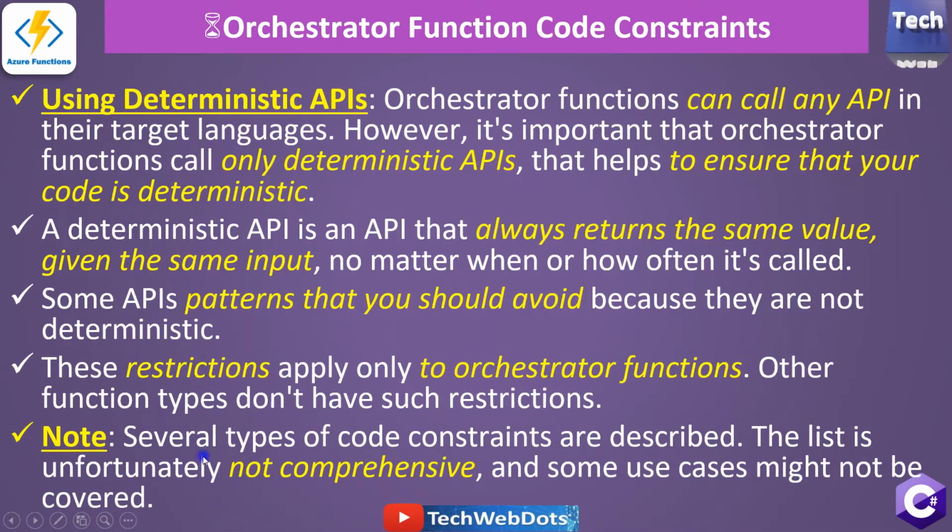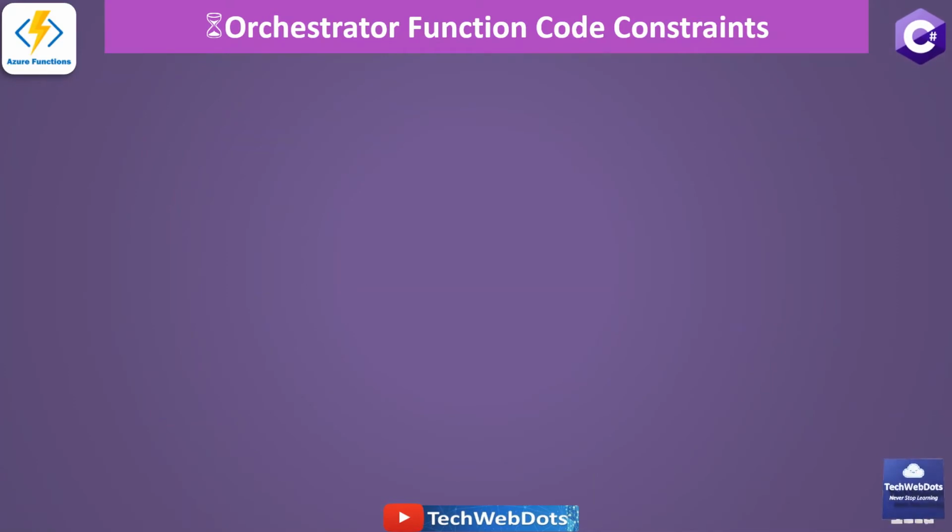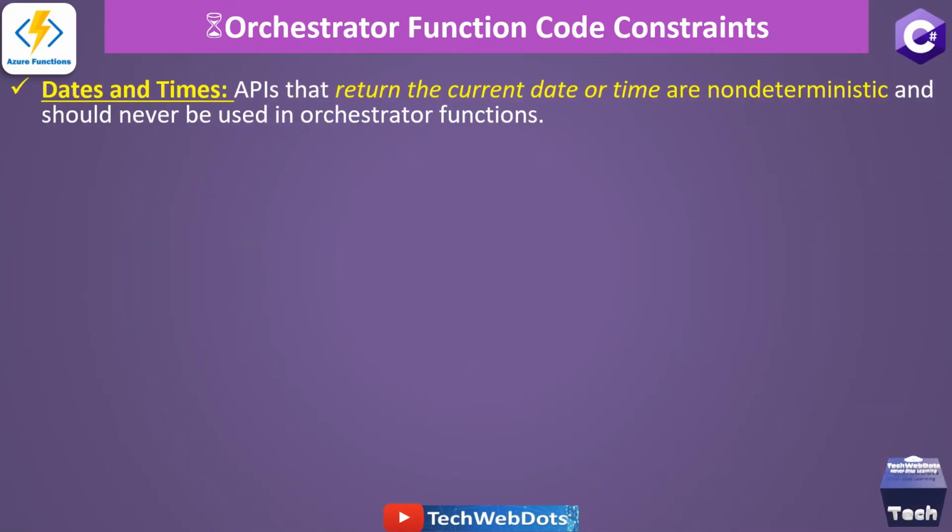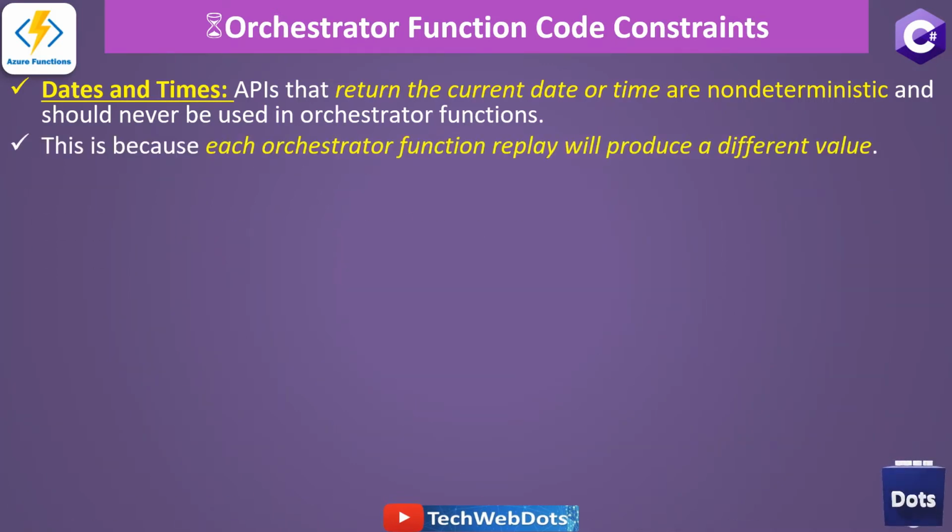And there is one important note: several types of code constraints are described, but this list is unfortunately not comprehensive. By saying not comprehensive, it means there can be many other scenarios that should be taken care of, and some use cases might not be covered. Okay, so what are the other areas that we can think of? Dates and times. APIs that return the current date or time are non-deterministic and should never be used, but there is always a way we can use them.